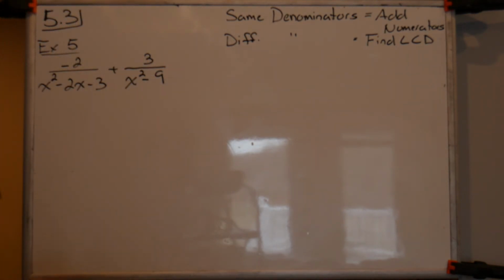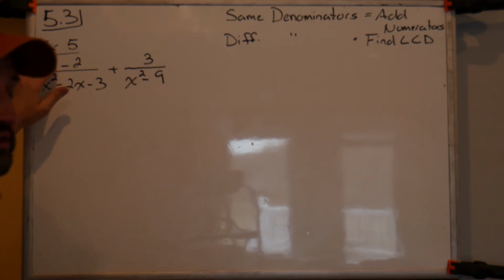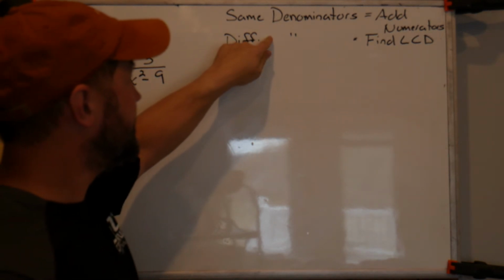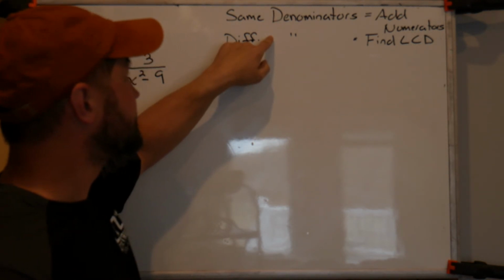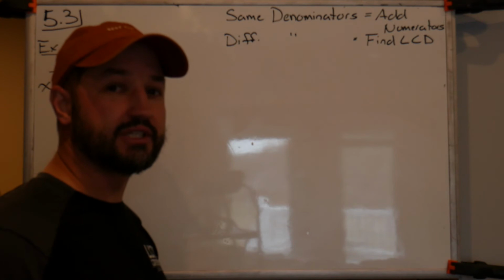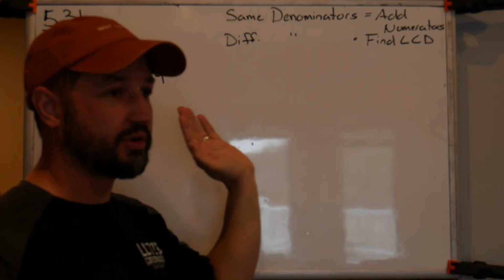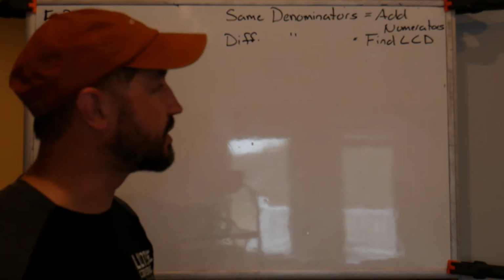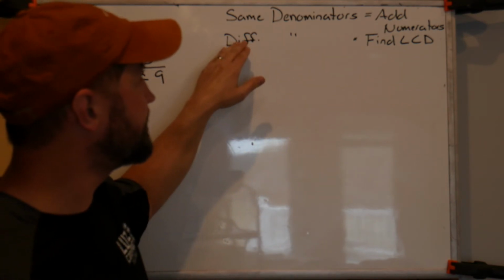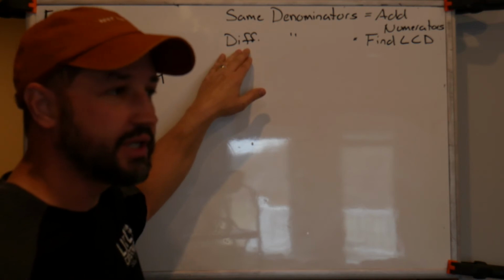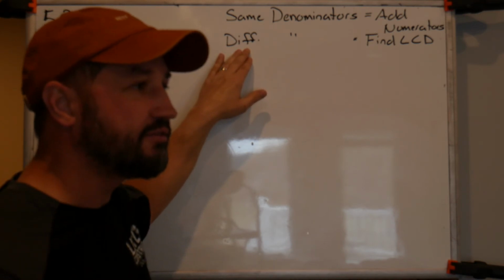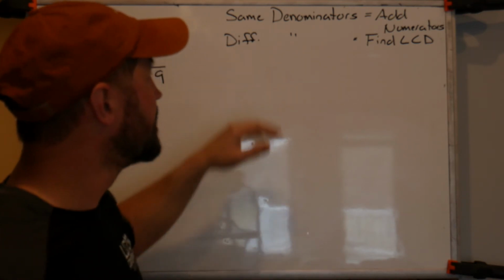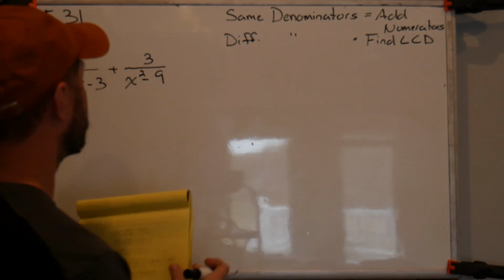We're in section 5.3. I'm going to jump ahead to example 5 because the first examples are just too easy. The big key to remember in section 5.3 is if our denominators are the same with these rational expressions, we can add the numerators straight across. We're done. All we do is combine everything and then see if we can whittle anyway. However, if the denominators are different, then we treat it like a regular fraction. We have to find the least common denominator. So you're going to look for the LCD if they're different.